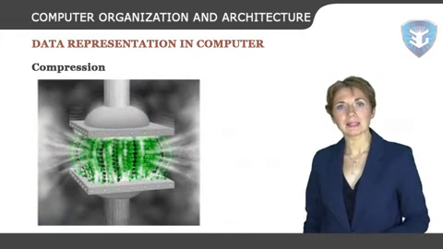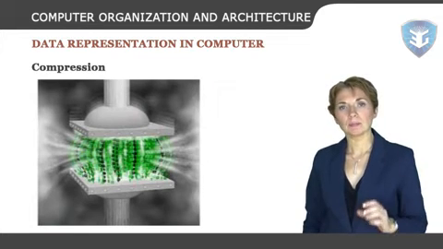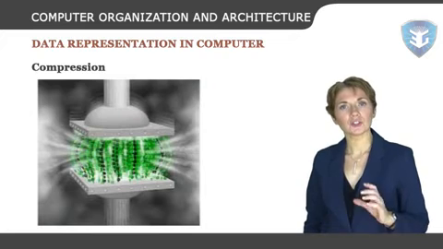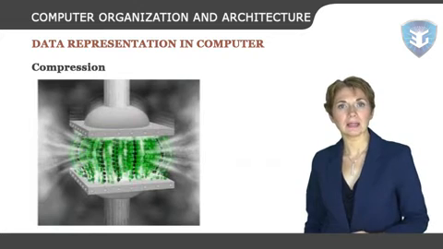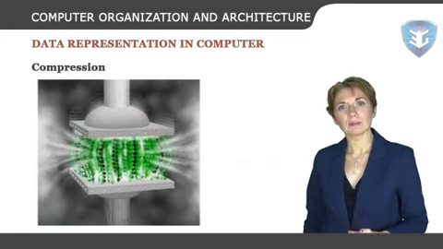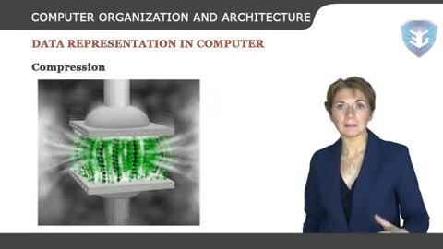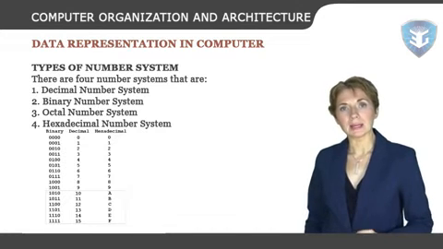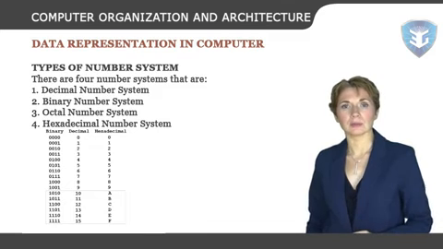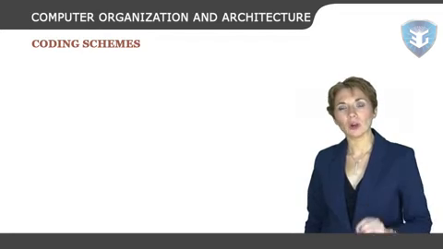Compression. The basic idea of compression is to make a file shorter by removing redundancies, repeated patterns of bits, from it. This shortened file must, of course, be decompressed, have its redundancies put back in order, to be used. However, it can be stored or transmitted in its shorter compressed form, saving both time and money. Types of number systems. There are 4 number systems: decimal number system, binary number system, octal number system, and hexadecimal number system. Now we will study the coding schemes.